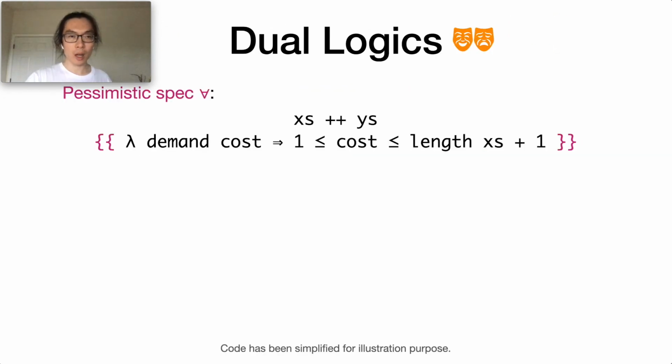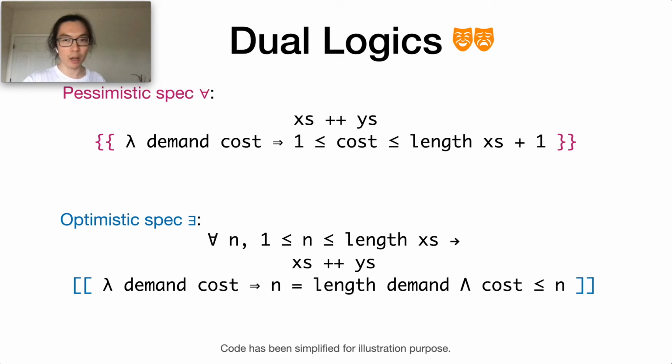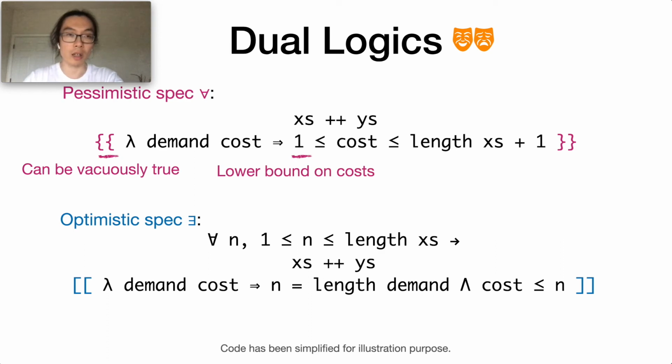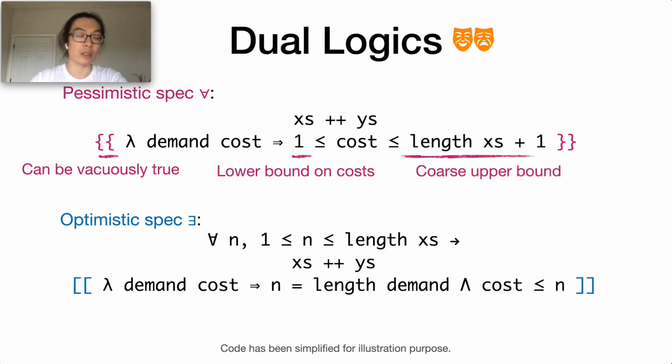This style of reasoning based on dual specifications is also very similar to the reverse Hoare logic and incorrectness logic. Here we show one pessimistic spec and one optimistic spec for the append function. The pessimistic spec talks about all the possible costs, including those with redundant steps. It can be vacuously true, it can give good lower bounds on cost, but the upper bound might be coarse sometimes because of the redundant steps.